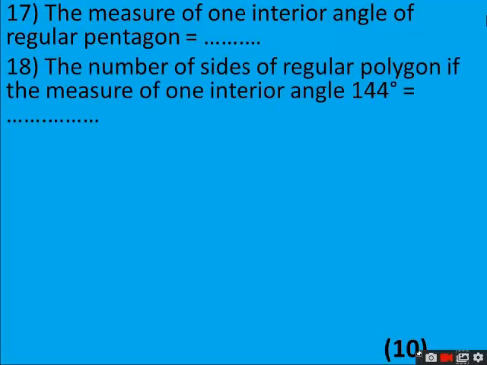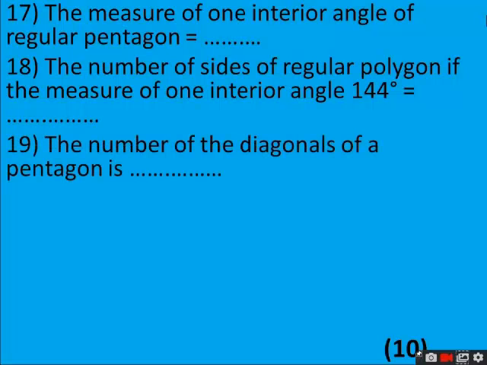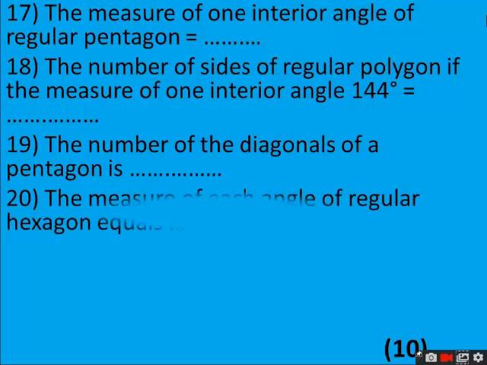The number of sides of the regular polygon, if the measure of the interior angle is 144: the rule is 360 over 180 minus 144, which equals 10 sides. The number of diagonals of the pentagon equals 5 diagonals. The measure of each angle of the regular hexagon, where the sides equal 6, then the measure of each angle equals 6 minus 2, times 180, over 6, which equals 120.